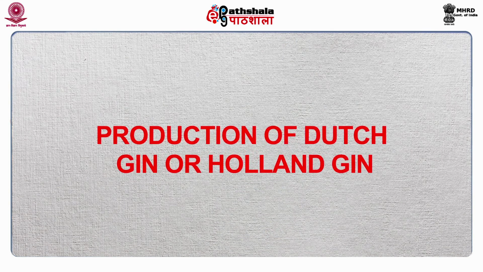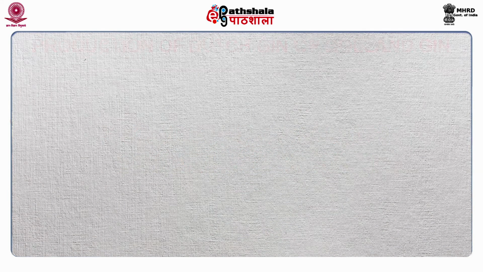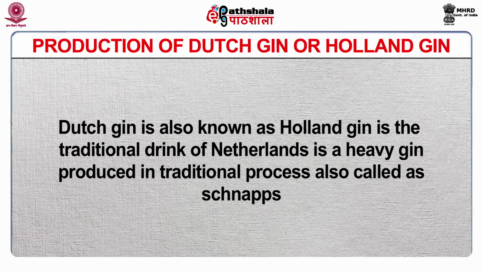Dear students, let's now discuss the production of Dutch gin or Holland gin. Dutch gin, also known as Holland gin, is the traditional drink of Netherlands. It's a heavy gin produced in a traditional process, also called snaps.